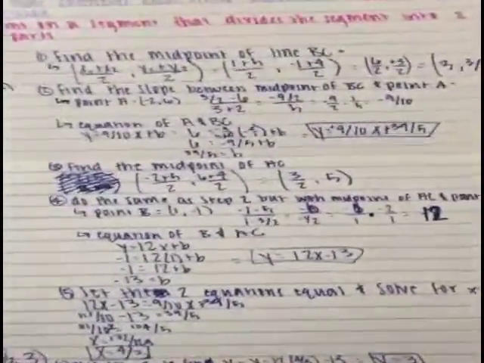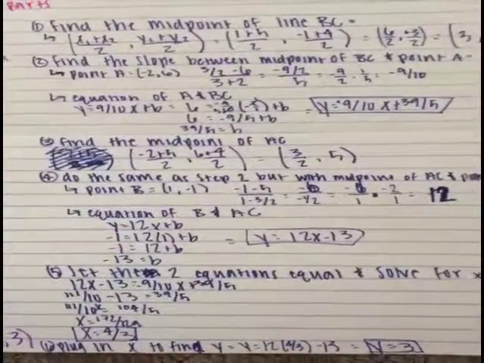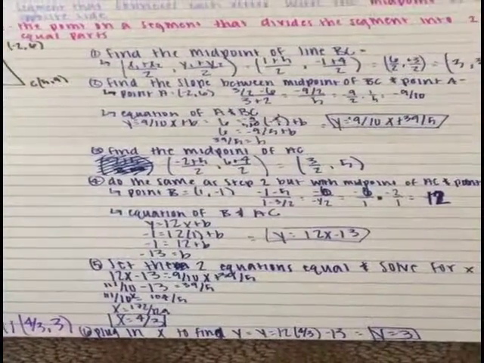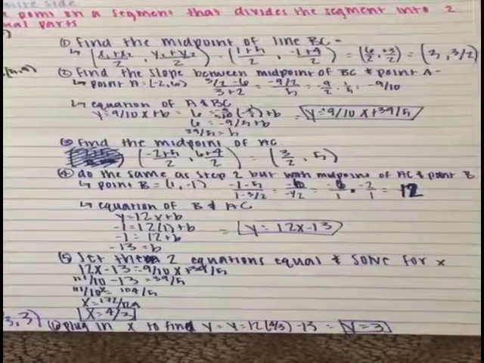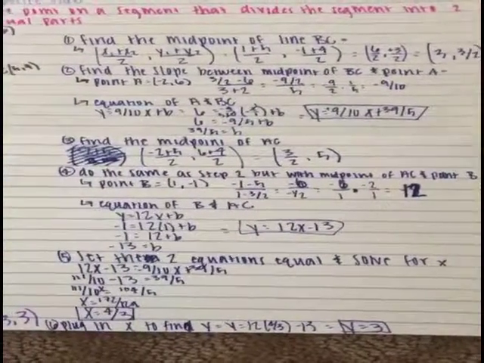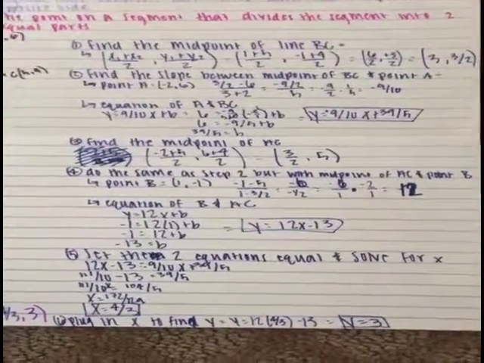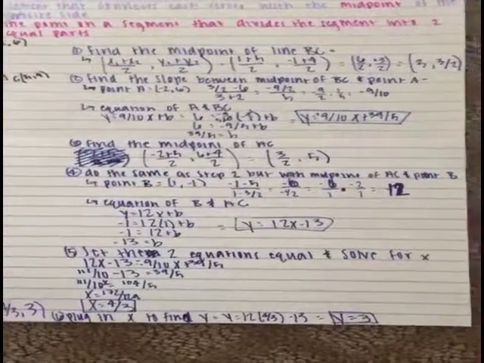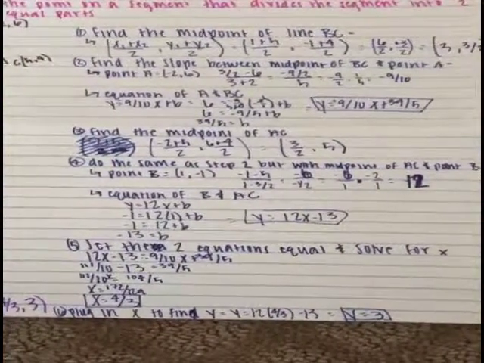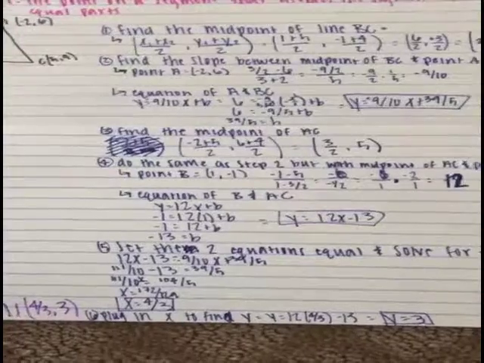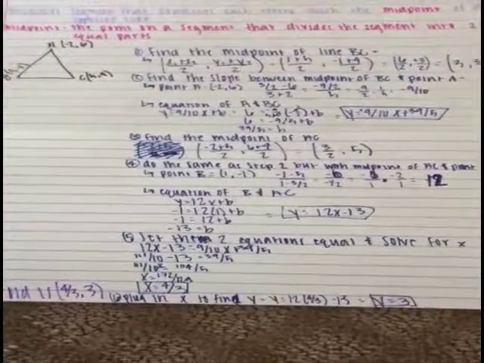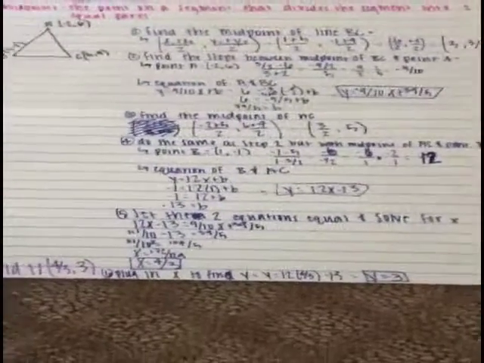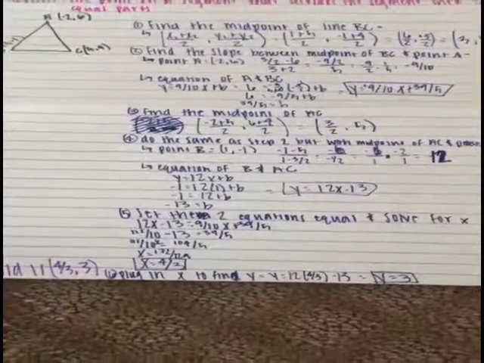And you're going to do the same thing. You're going to find the midpoint of AC, and you get 3/2, comma 5. And then you're going to do the same as step 2, but with midpoint of AC and point B. For the slope, you get 12, and then when you plug it in for an equation, you get y equals 12x minus 13. Then you're going to set the two equations equal and solve for x.